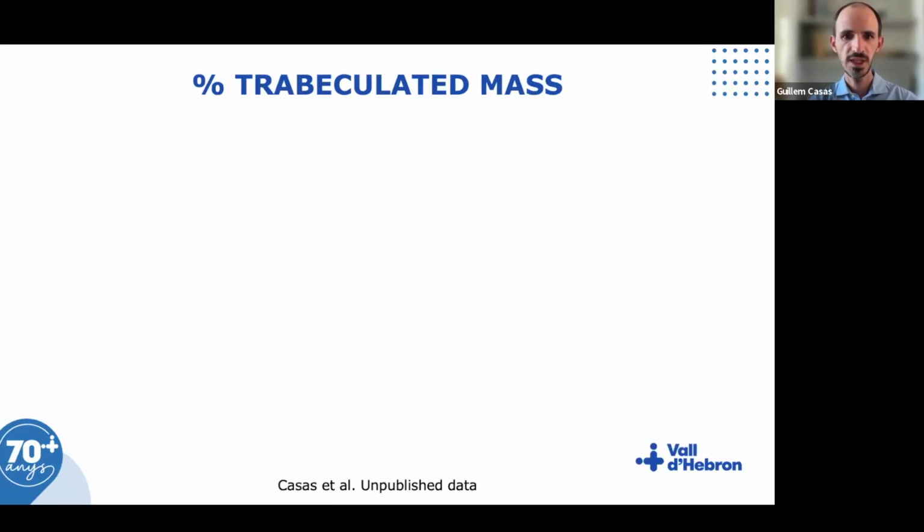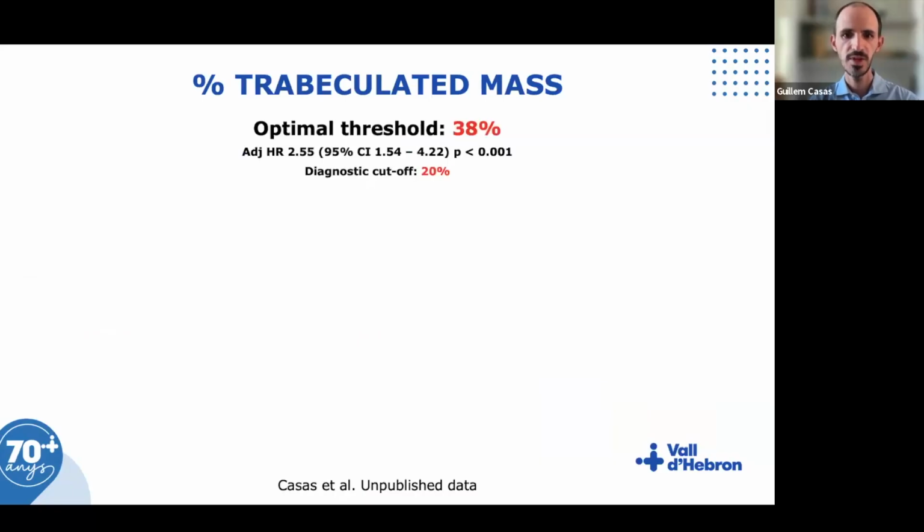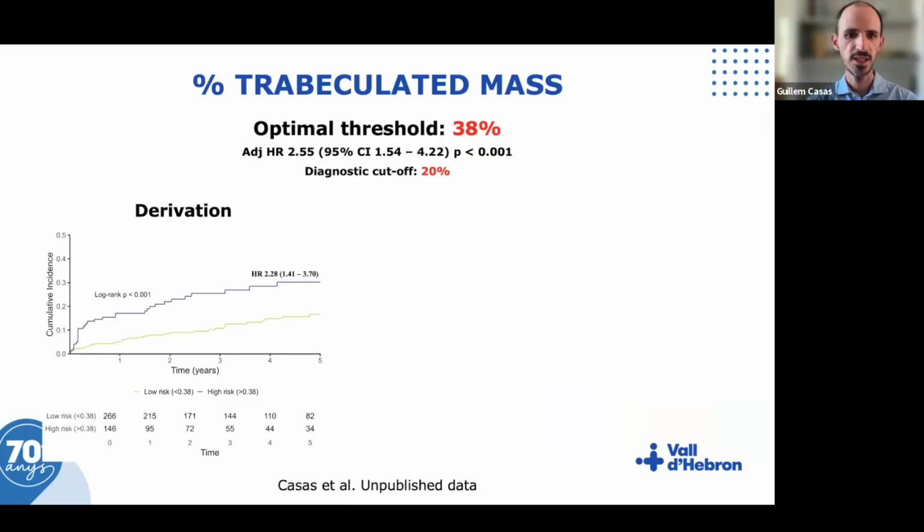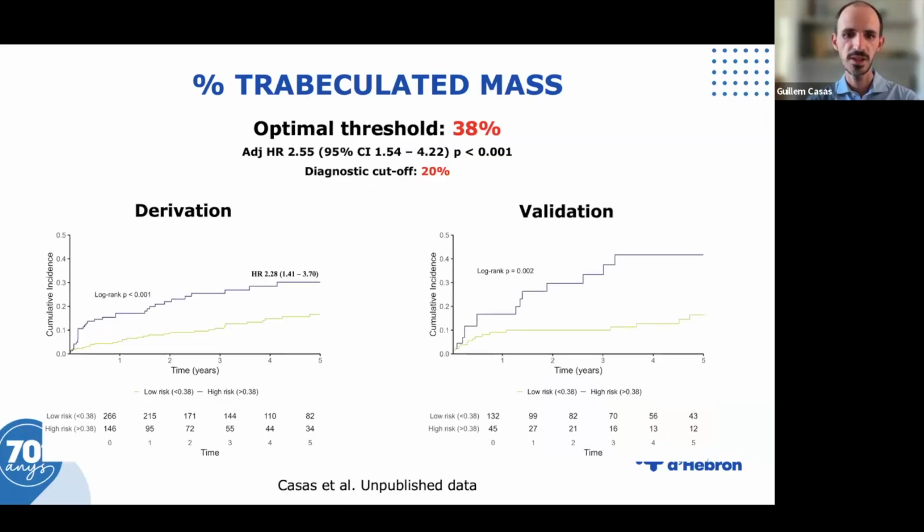If we focus on this percentage of trabeculated mass, we found that the best threshold in terms of survival differences was 38%, which conferred an increased adjusted risk of over 2.5 of major adverse cardiovascular events. And just note, please, that this is remarkably higher than the suggested diagnostic cutoff of 20%. Like I said, this was confirmed both in the derivation and in the validation cohorts, and patients with higher degrees of trabeculation had a higher risk of events.